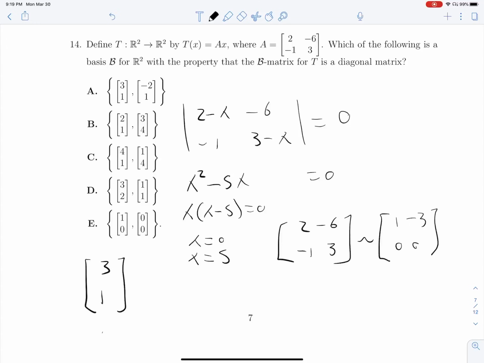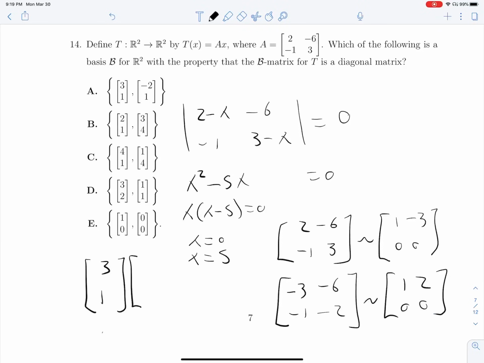Okay, secondly, if we choose lambda equals 5, we will have negative 3, negative 2, negative 1, negative 6, and we can simplify this down to 1, 2, 0, 0, and the eigenvector that we will get from this is negative 2, 1. And so these two together form an eigenbasis for the transformation defined by the matrix A. And so that is our answer choice A.